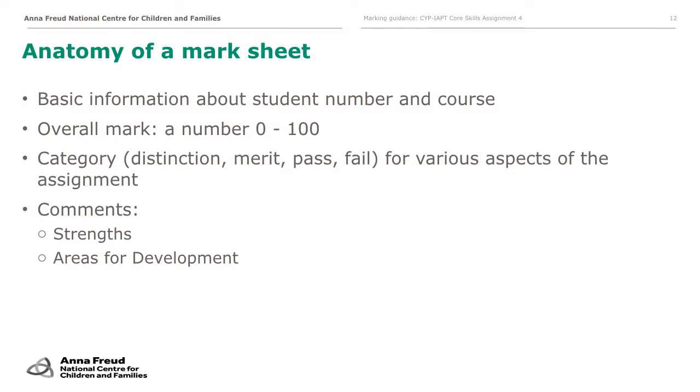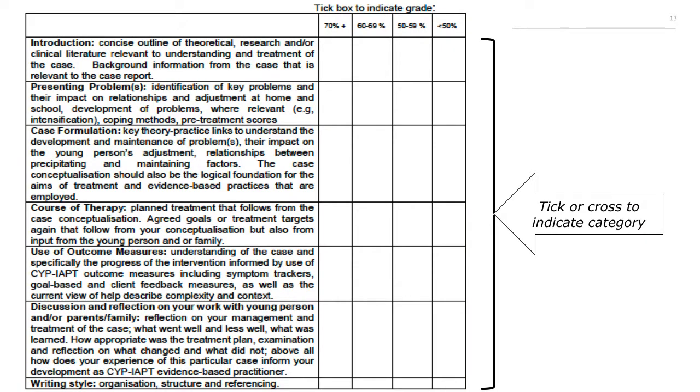Remember, the mark sheet has some basic information about the student number and the course. Then it has an overall mark, so the final mark, which is from 0 to 100. And then for each of the different aspects of the assignment, we want you to show us the category, by which we mean, is it a distinction, a merit, a pass, or a fail for each of those different aspects of the assignment. And then there's also a section for strengths and areas for development.